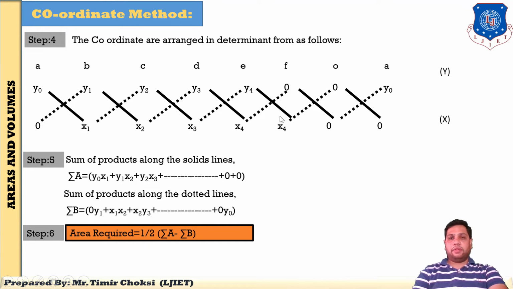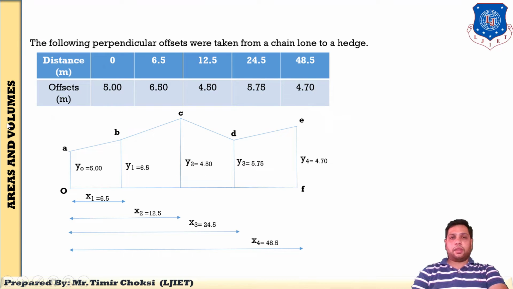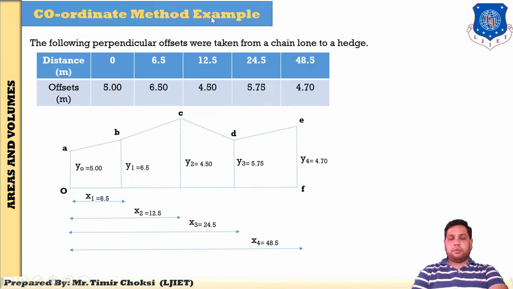Now students, I will give one example so that you clearly understand. The first example is based on the coordinate method. The following perpendicular offsets were taken from a chain line to a hedge. Distance is given and offset is given. You know that distance is x and offset is y. So distance in meters, offset is also given in meters. Distances given are 0, 6.5, 12.5, 24.5 and 48.5. So the intervals are very irregular.